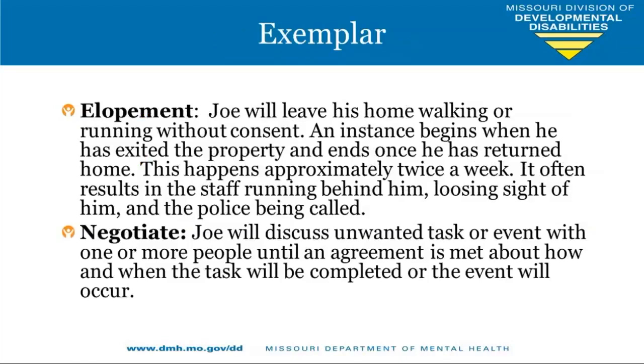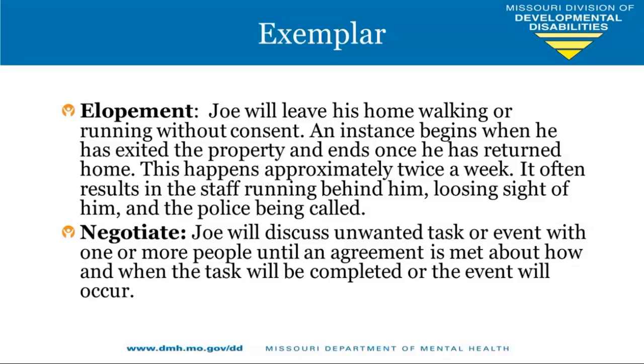So, a little more clearly stated, Joe will leave his home, walking or running, without consent. An instance begins when he has exited the property and ends once he has returned home, of course. He can return many places. This happens approximately twice a week. It often results in staff running behind him, losing sight of him, and the police being called. So that's that undesirable side.